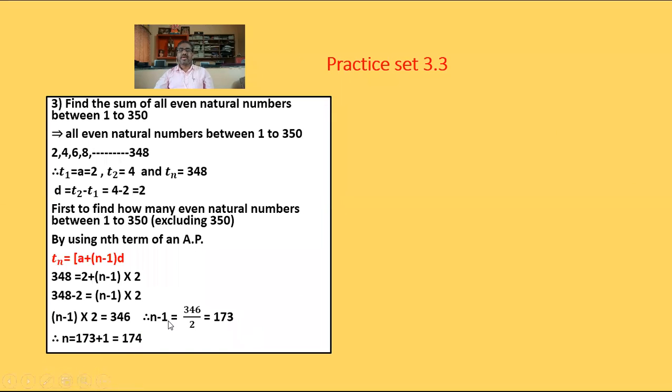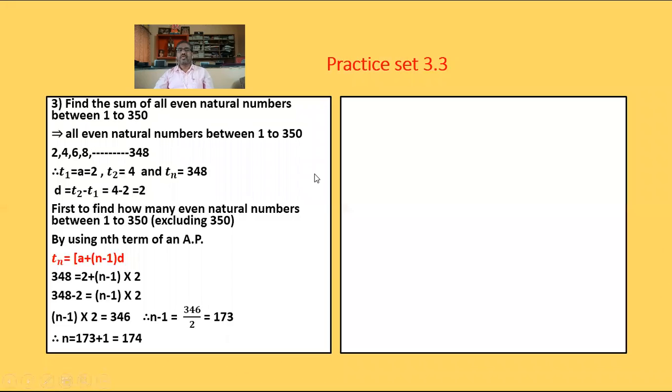Here minus 1 goes on the RHS, then you get 173 plus 1 is equal to 174. This is the value of n. There are 174 even natural numbers between 1 and 350. To find their sum, the sum of the first n terms of an arithmetic progression is Sn is equal to n upon 2 in bracket 2a plus n minus 1 multiply d.